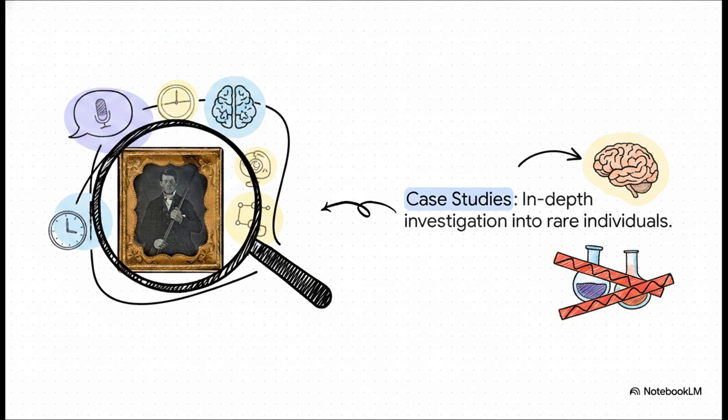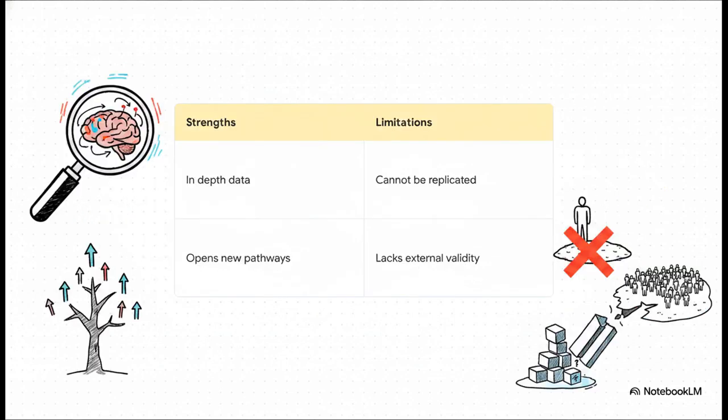Moving on to case studies. By mixing up multiple methods, think interviews, tests, observations all rolled into one, case studies let us do a super in-depth deep dive into incredibly unique individuals or rare groups. This is absolutely essential for phenomena you could never ethically recreate in a lab, like studying severe brain damage. The data you get from a case study is fascinatingly rich. It often paves the way for completely new psychological theories.